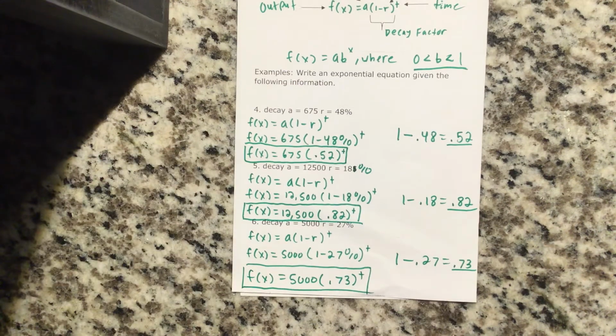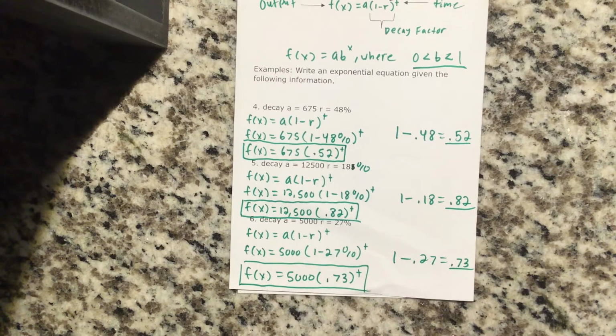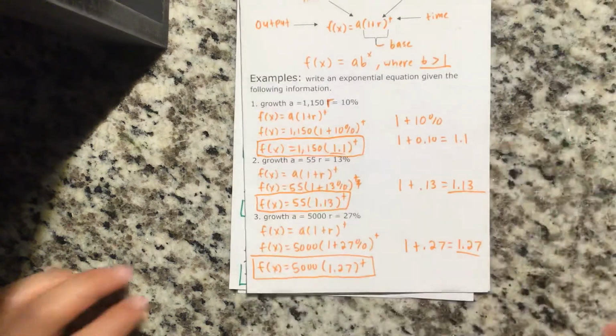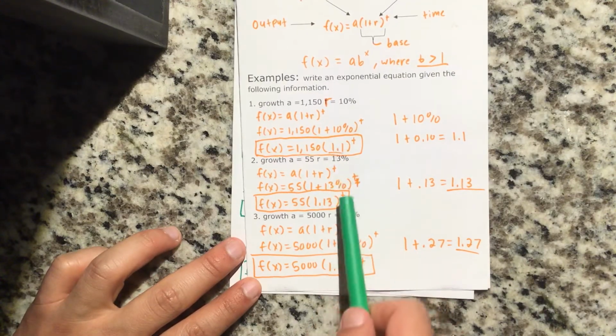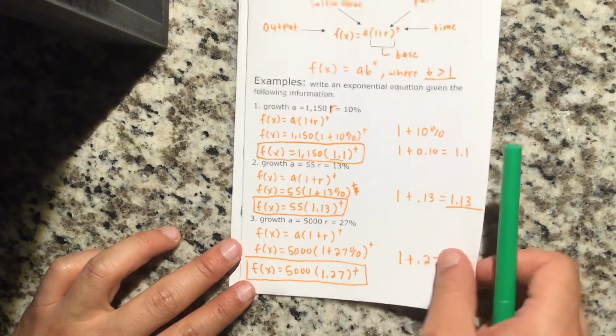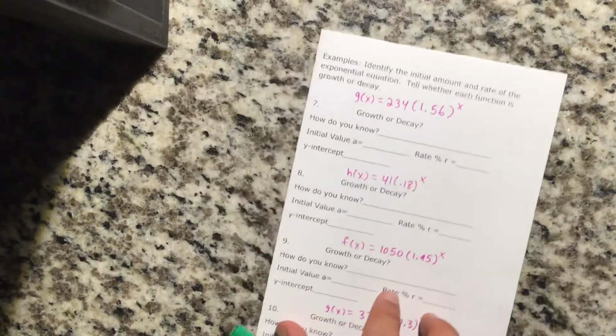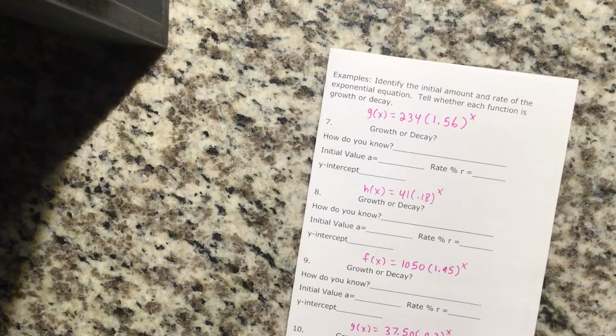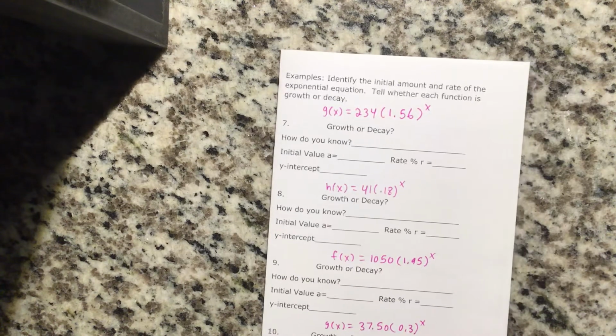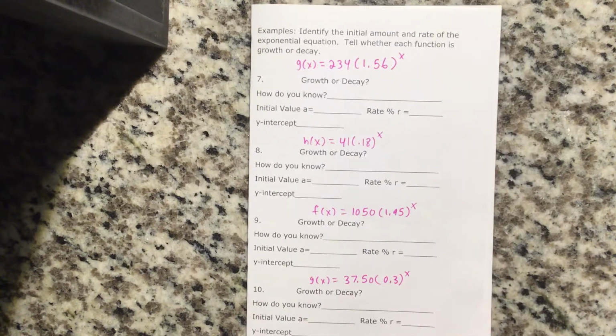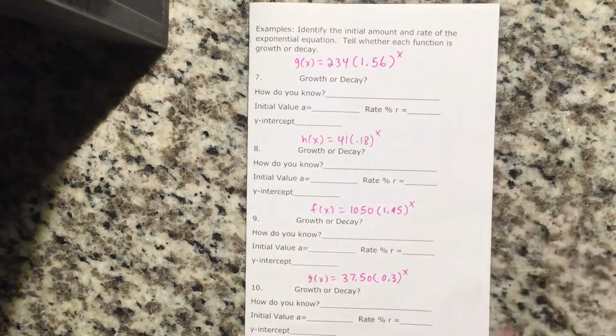So there's 3 examples of exponential decay. And again, you can tell your B value is in between 0 and 1, okay? Compare that to our first examples, right? Our growths, our growth factor, our B, was bigger than 1 each time, okay? So now what we're gonna do is we're gonna use what we just learned and determine if these examples are growths, decays, and then some other parts to them, okay? So, number 7, we have the function g of x equals 234 times 1.56 to the x power, okay? First thing we want to know, is this a growth or decay, okay?